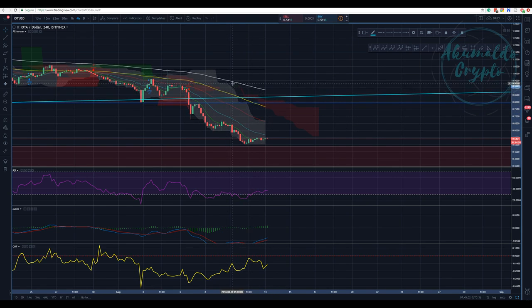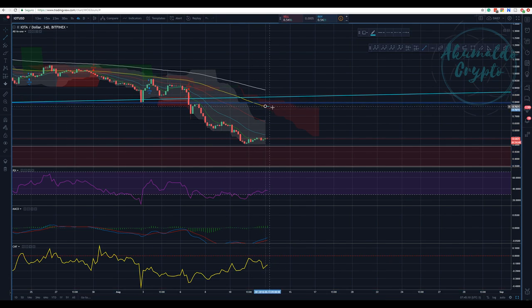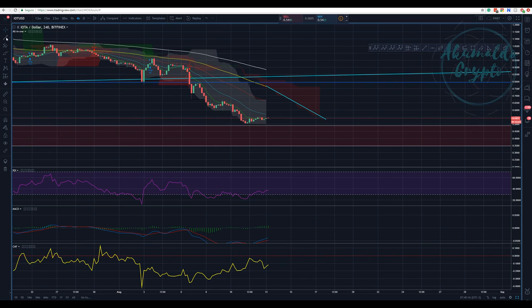Together with the Ichimoku cloud, you see that the Ichimoku cloud is almost walking together with the 100 EMA here. So you can start drawing some trend lines based on those indicators together. You start seeing some patterns. Isn't it what we want?